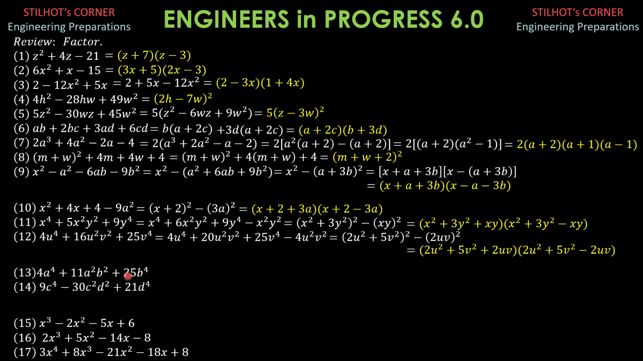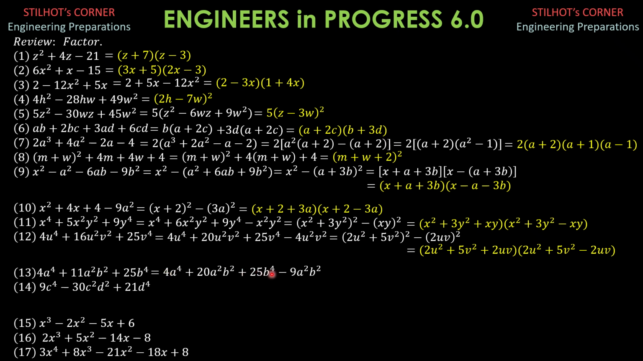Next, this is a perfect square, and however it is not a perfect square trinomial, but if the middle term happens to be 20a squared b squared, then it is a perfect square trinomial. So it lacks 9a squared b squared, but 9a squared b squared is a perfect square. Therefore, we can transform this into 4a to the fourth plus 20a squared b squared plus 25b to the fourth, minus 9a squared b squared, which is the same as the original.